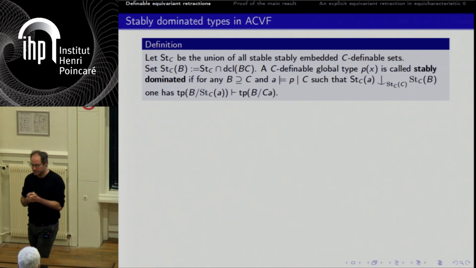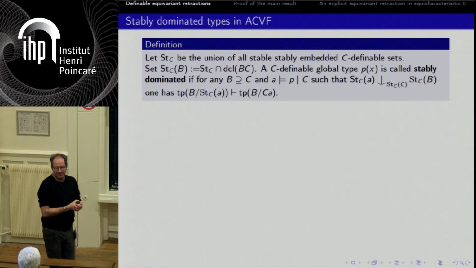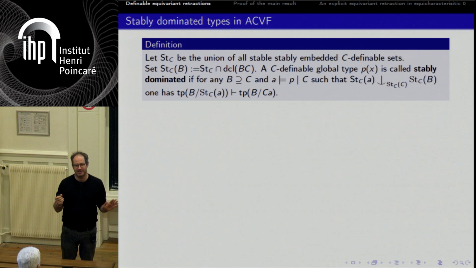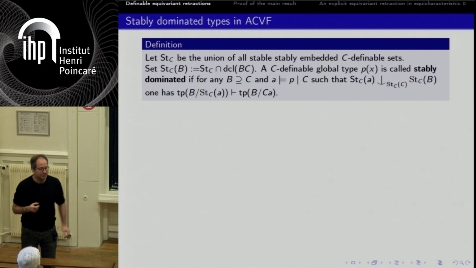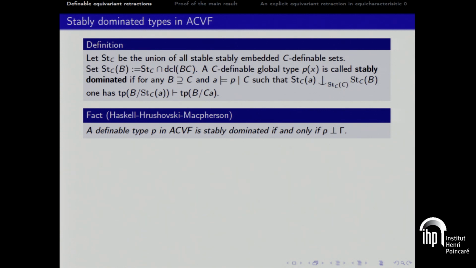Just to keep in mind, for those who don't know, in an algebraically closed valued field, at least over a model, if C is a model, then the stable part is interdefinable with the residue field. So then things become very nice. In general, one has to work over more complicated sets. Okay. So an important fact, proved by Haskell, Hrushovski and Macpherson, is that a definable type in ACVF is stably dominated if and only if it is orthogonal to Γ. This means that germs of definable functions to Γ are constant on such a type, and it's equivalent.